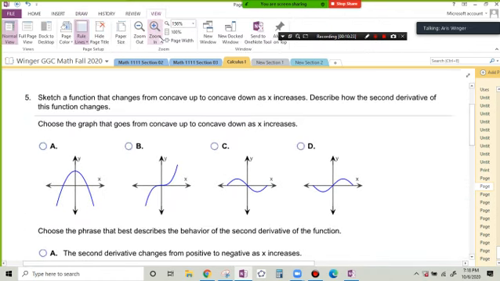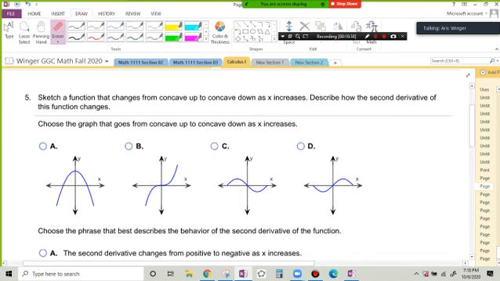Sketch a function that changes from concave up to concave down as x increases. Concave up to concave down. So it needs to look like something like this. Wait, concave up, I'm tripping. Concave up, and then concave down all of a sudden. This one's concave down the whole time. This one's concave down to start.